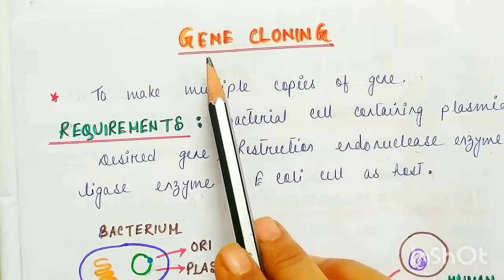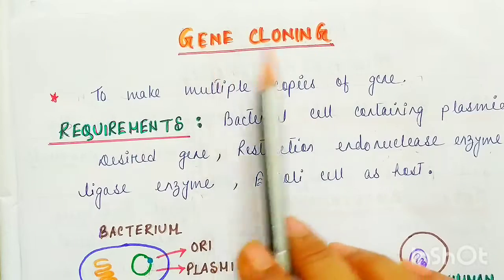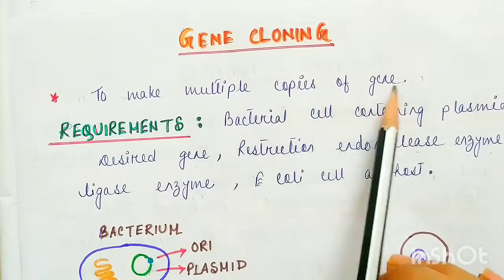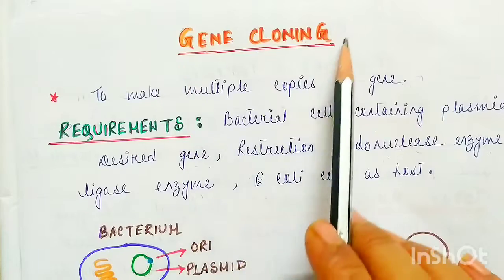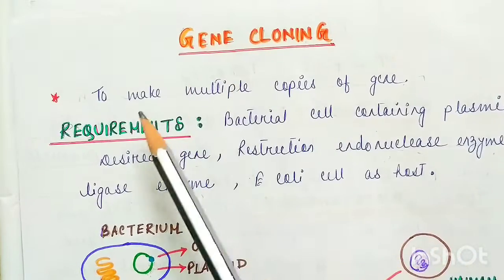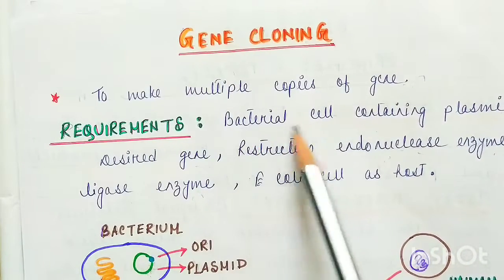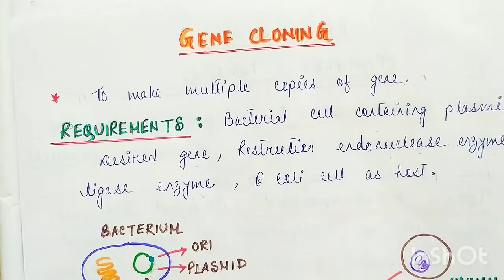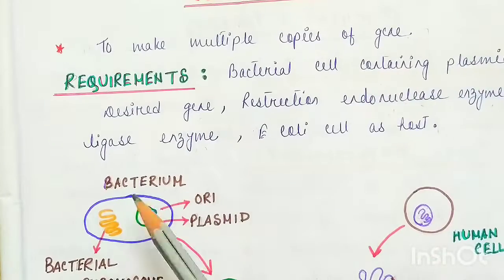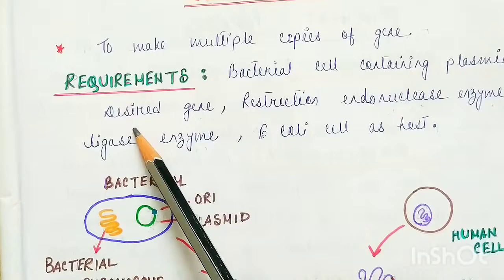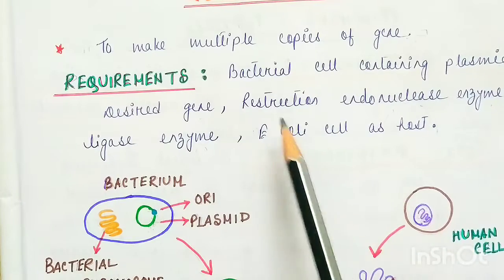Now come to the next topic, that is gene cloning. Gene cloning means making multiple copies of a gene, and for the gene cloning process we need some requirements. The requirements are a bacterial cell containing a plasmid. We need one bacterial cell which carries the plasmid. The second one is the desired gene. This is the desired gene.